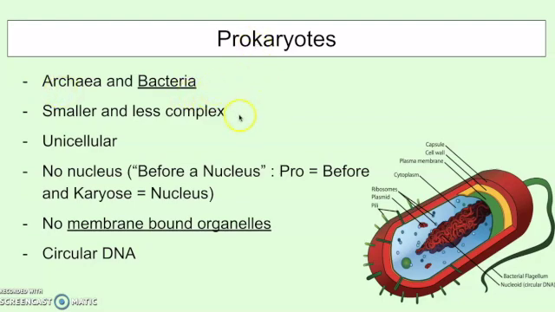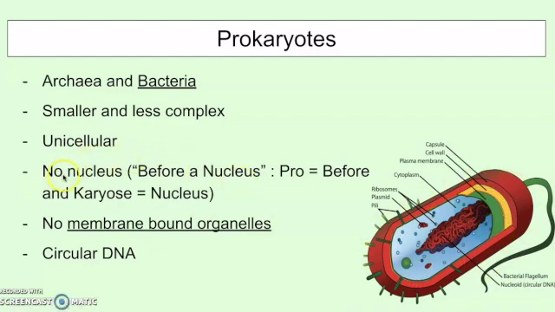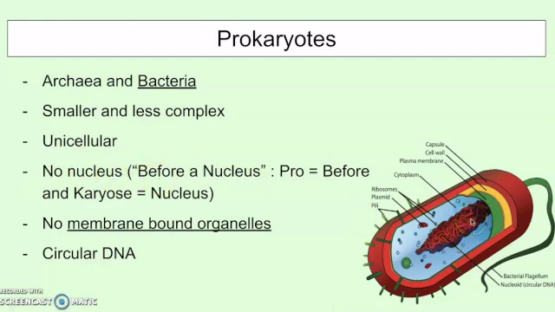Overall, prokaryotes are smaller and less complex. They're unicellular, so they're made out of one cell, like shown, just one single cell. There's no nucleus. Remember we said before that their DNA is formed in a nucleoid, but not a nucleus. And there are no membrane-bound organelles.